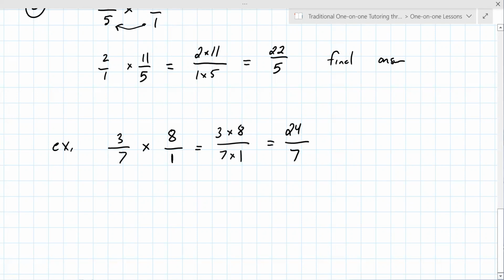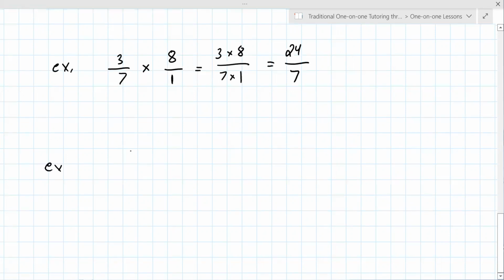Let's try another one. All right, so I want you to try this one.